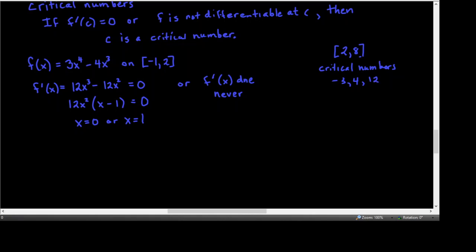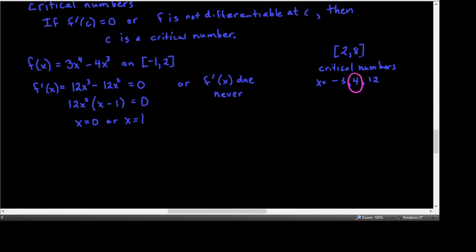Which are the ones that I would consider for finding the extrema on the interval from 2 to 8? Well, the only one that I would pay attention to in that case is the only one that's between 2 and 8, 4. Negative 3 and 12, although they're critical numbers, aren't what we're looking at. So we don't care about those other two, negative 3 and 12. We're only looking from 2 to 8.